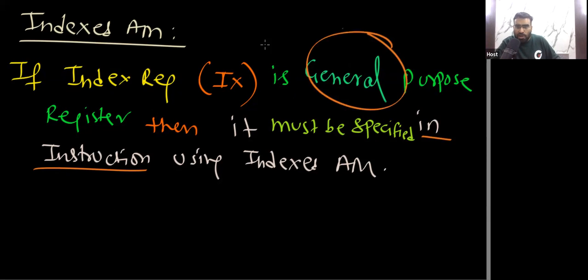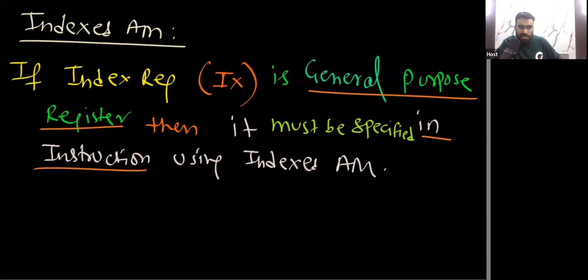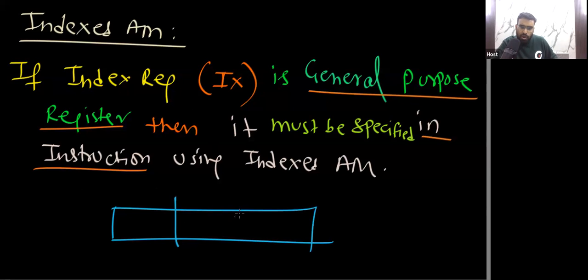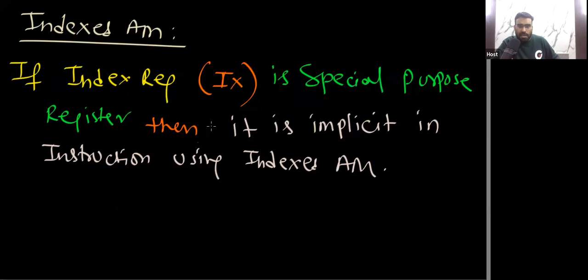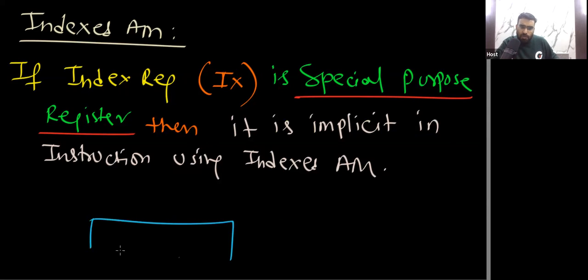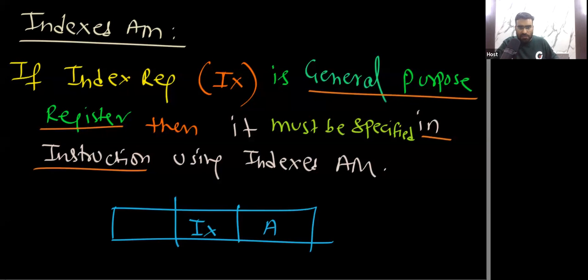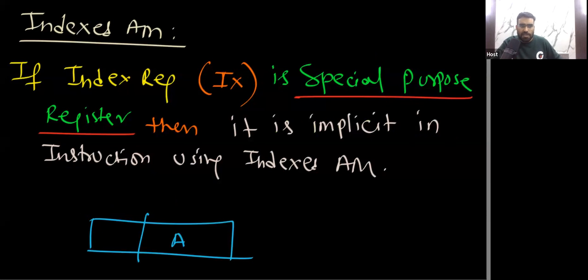So remember, if you are using a general purpose register to hold the index value, you have to specify it here, and this is your A. And if it is a special purpose register, then there is no need to specify. Is this clear? Please let me know. There is no need to specify this in the instruction.